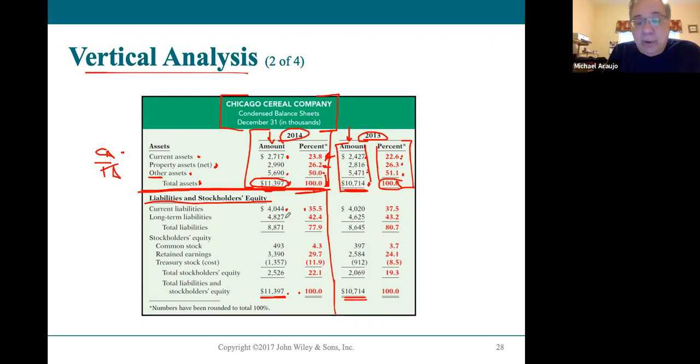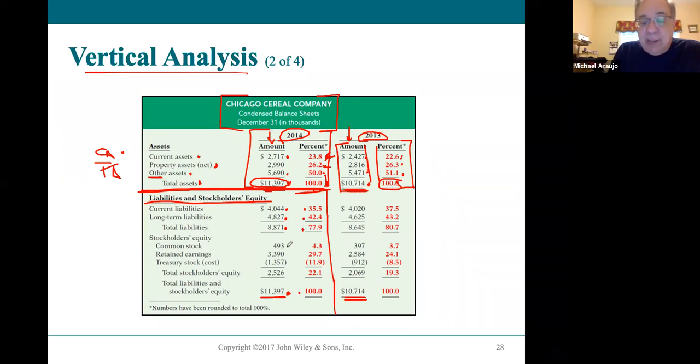Long-term liabilities were 4,827 out of a total liability and equity of 11,397. That's 42.4% of the total. When you look at all the liabilities, 8,871 total liabilities compared to the total liabilities and equity, that represents 77.9% of the entire liabilities and stockholders' equity. Okay, so that's quite a lot.